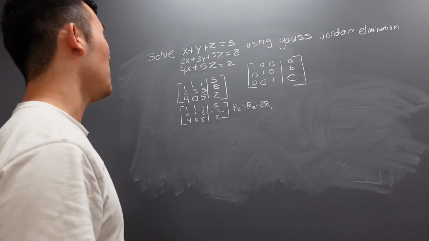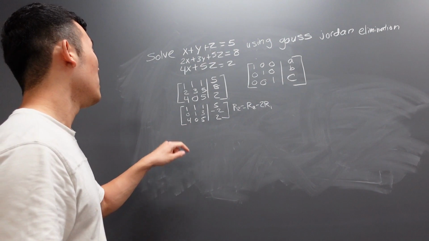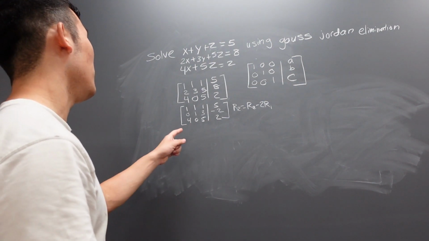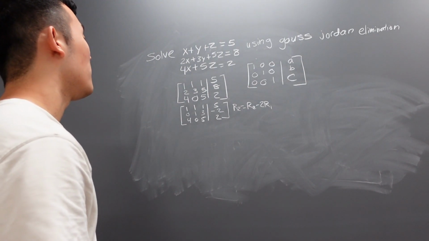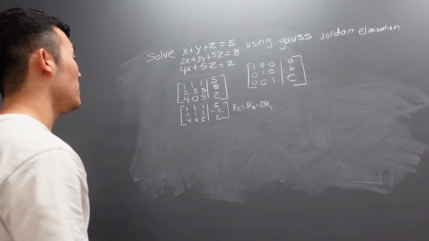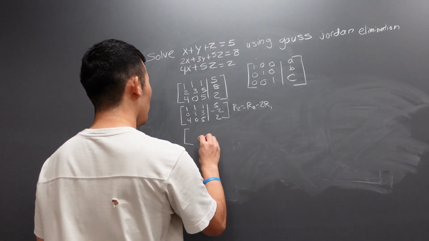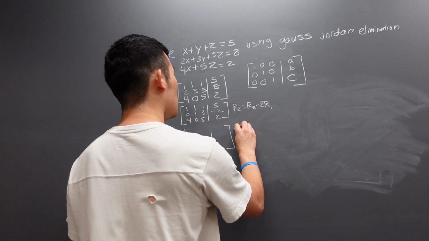Now that we have a 0 over here, we also want to have a 0 over here too. So let's try to replace that 4 with a 0. And what can we do there? Well, we can figure out and see that we can do R3 is equal to R3 minus 4R2. That's the way to eliminate it and get that to be 0.